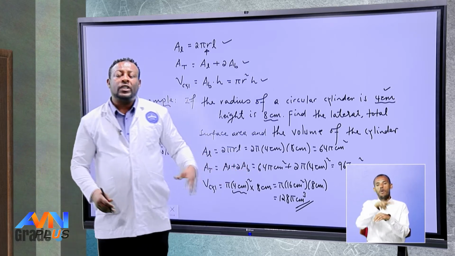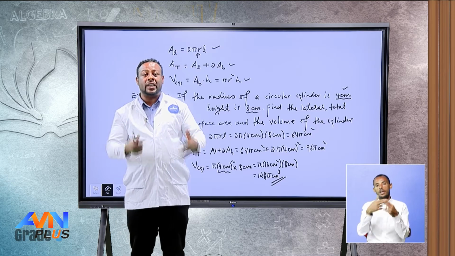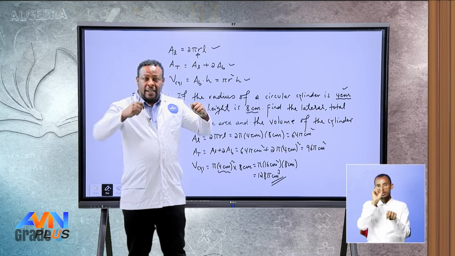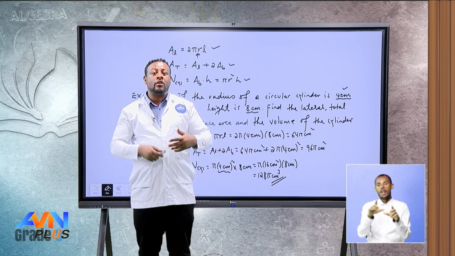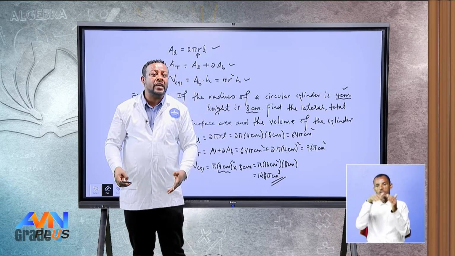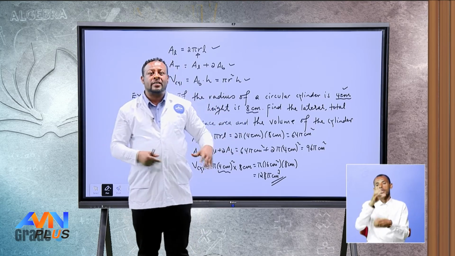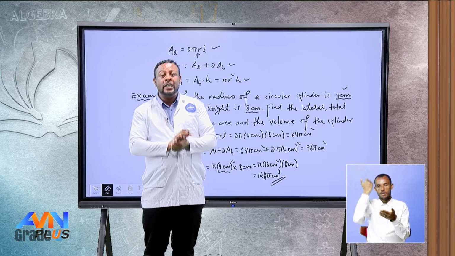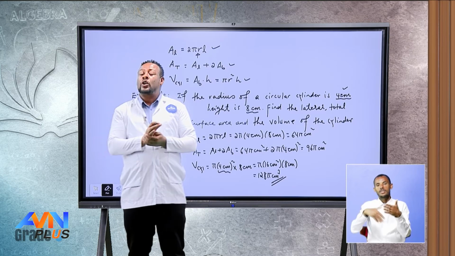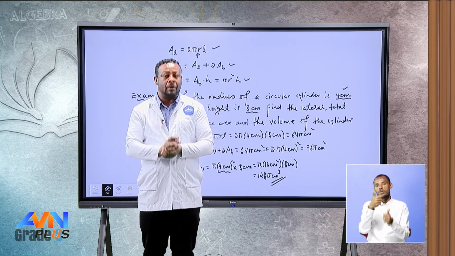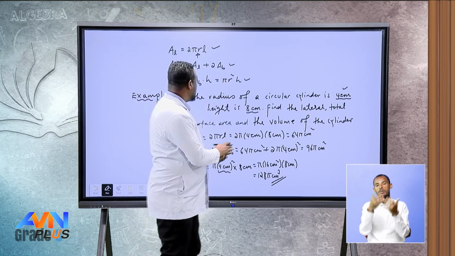This is how we calculate the different measurements associated with a cylinder. Now I believe you are familiar with calculating the lateral surface area of a cylinder, the total surface area, and the volume too. These are the things that we have seen in the previous lesson. Today we proceed to the next solid figure, which is the pyramid. So let's proceed to the present lesson.